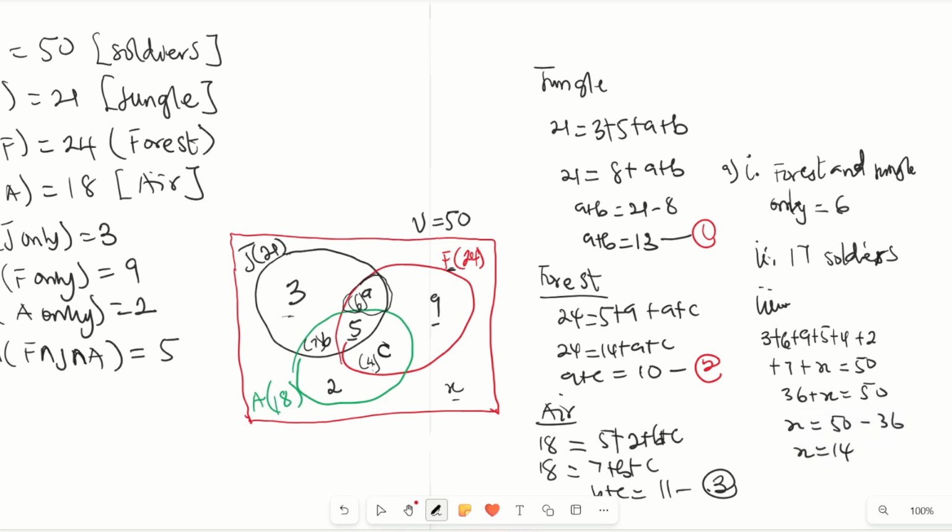So we are finding this side. We add all, and we know the total is 50. We subtract from it, and then we are able to get 14. So it means none of them is equal to 14.